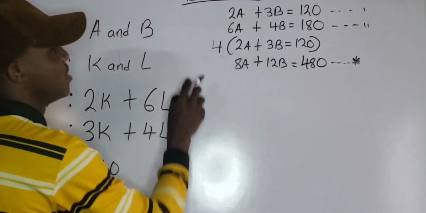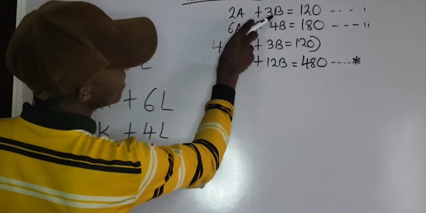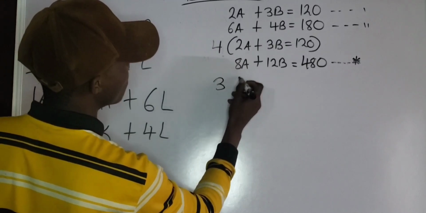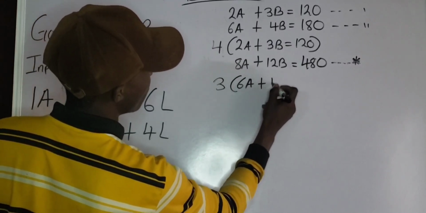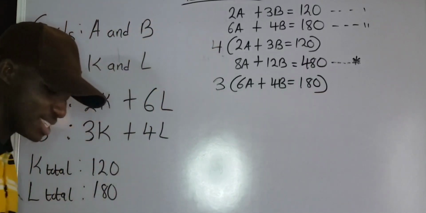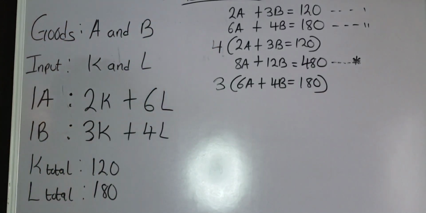Okay, look at the coefficient of b in equation 1 also, then multiply by the whole equation 2. So I'm going to have 3 into bracket 6a plus 4b is equals to 180. Please, if you didn't understand what I'm doing, reverse the video and pay attention to the explanation.